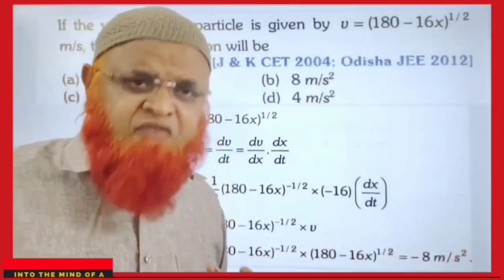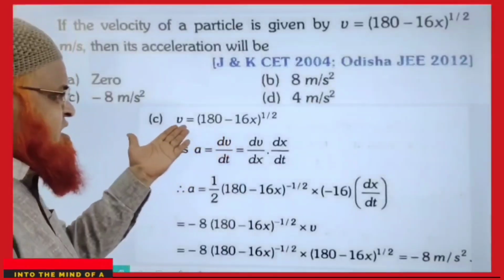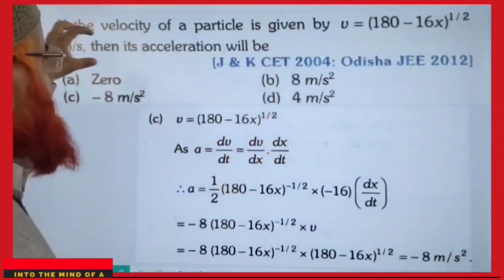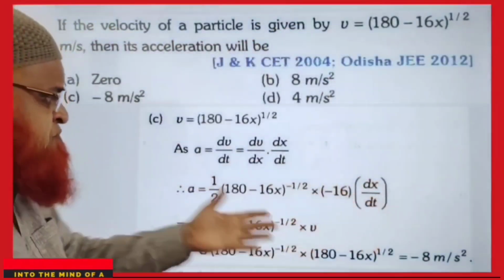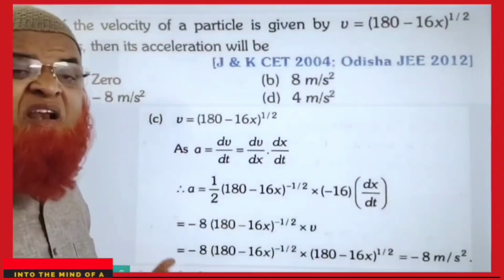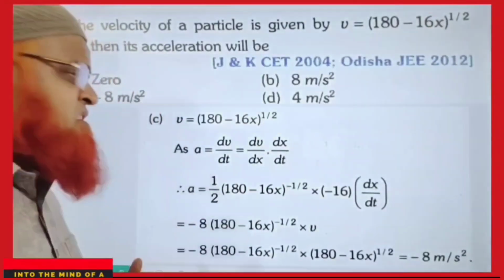Then I am here for you. You can just see this equation, whatever it is given. He is asking us to find out an acceleration. Why do differentiation when I have got a super simple method?